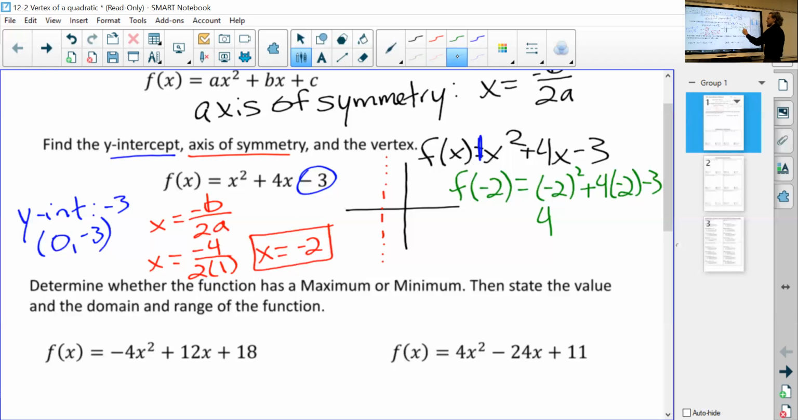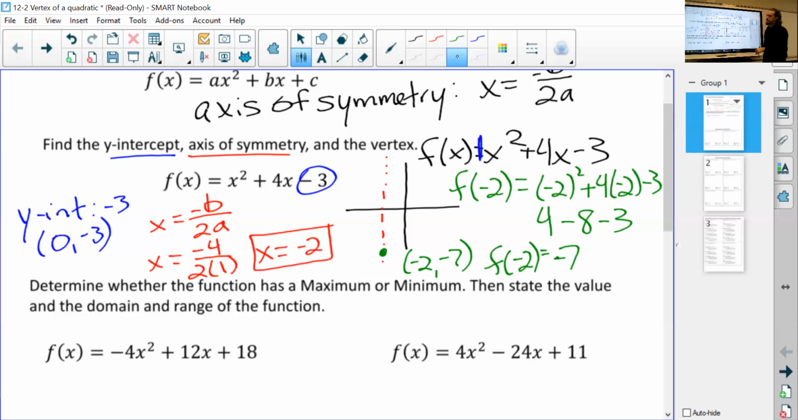All right, so that's 4. 4 times -2 is -8 minus 3 more. So 4 minus 8 minus 3 is -7. So f of -2 equals -7, which means our vertex would be at (-2, -7). Okay, so I find the axis of symmetry, that gives me my x value. Substitute that into the function to get the y value. And then I have my vertex.